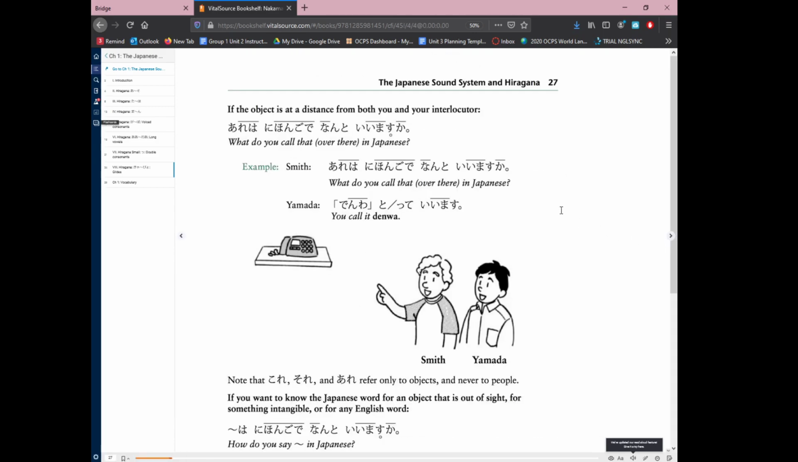And if the object is far away from both of you, then you're going to use the term あれ. So, あれは日本語で何と言いますか? What do you call that over there in Japanese? And Yamada is going to respond with 電話と言います. You call it 電話 because it is a phone.